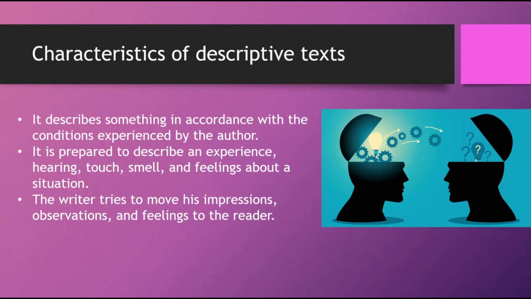Now, we have the characteristics of descriptive text. It describes something in accordance with the condition experienced by the author. It's prepared to describe an experience, hearing, touch, smell, and feelings about a situation. The author tries to move his impression, observation, and feelings to the reader. These are some of the characteristics that descriptive text presents to us.